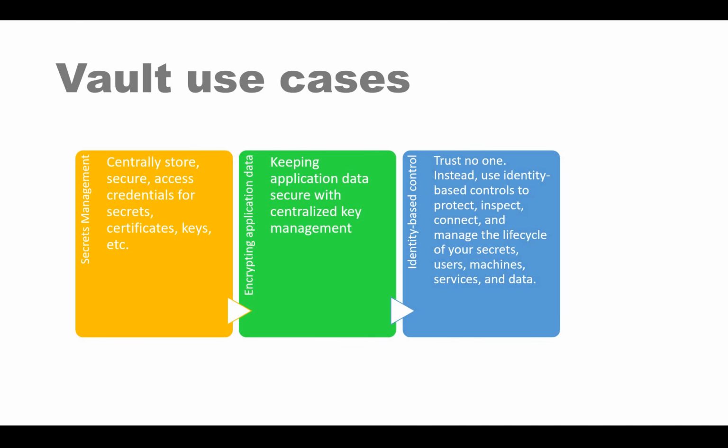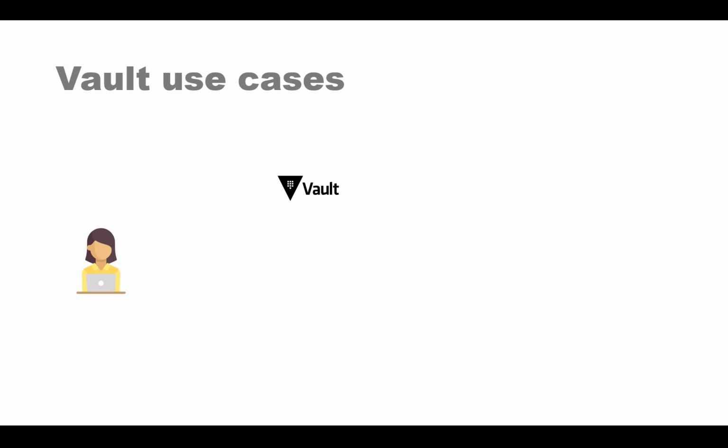Trust no one. So instead, use the identity-based controls to protect, inspect, connect, and manage the lifecycle of your secrets, for users or machine, service, or data. So what this means, let's consider you have an AWS application and you want to authenticate. Vault can be an intermediary to allow you to authenticate. I will show you all these things as some examples as a pictorial representation. So let's touch upon a little bit to explain these use cases.